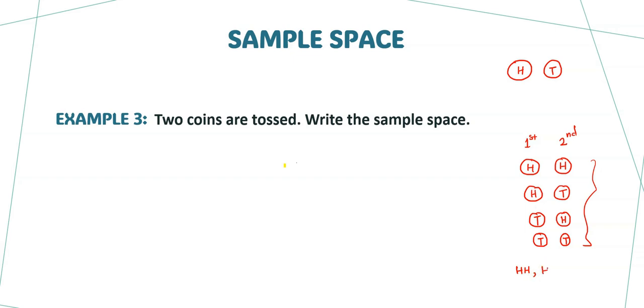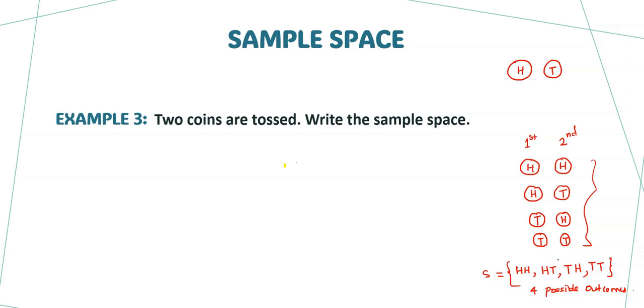We get H on the first coin and tail on the second coin, HT. Or we get tail on the first coin and head on the second coin. So we write it as TH as a possibility. And both coins show tail, TT. So these are the only possible outcomes. So in this case, this is your sample space. It has 4 possible outcomes.